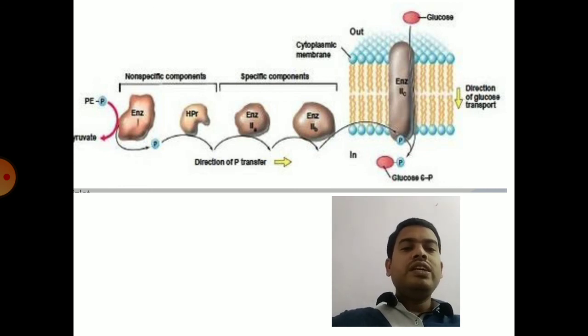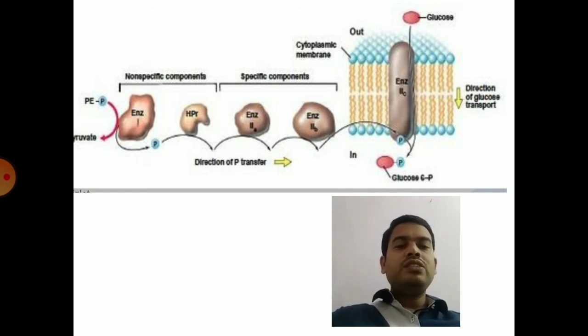Finally it is transferred to the carrier protein which is present on the plasma membrane. So finally the phosphate group which is present on PEP, phosphoenol pyruvate, is transferred through a series of proteins onto the plasma membrane protein. Now this phosphate group is used for the transport, and this phosphate group is transferred onto the solute particle, and the solute will enter into the cell.